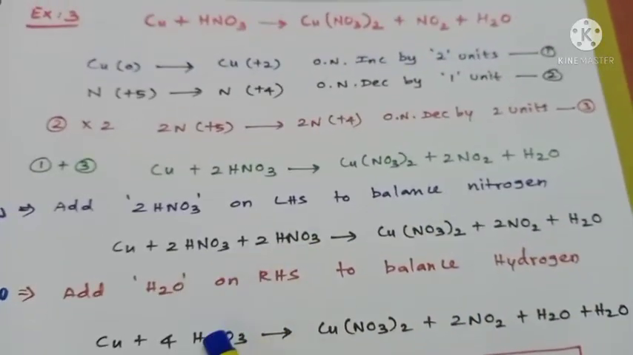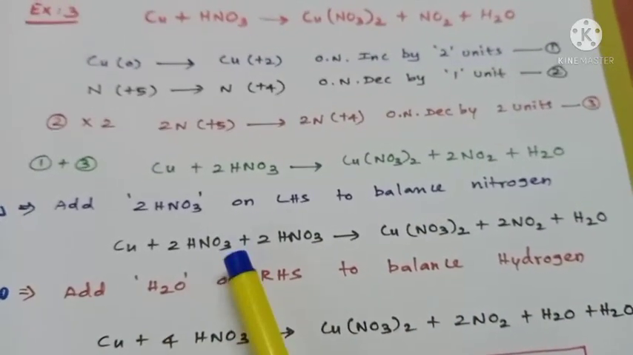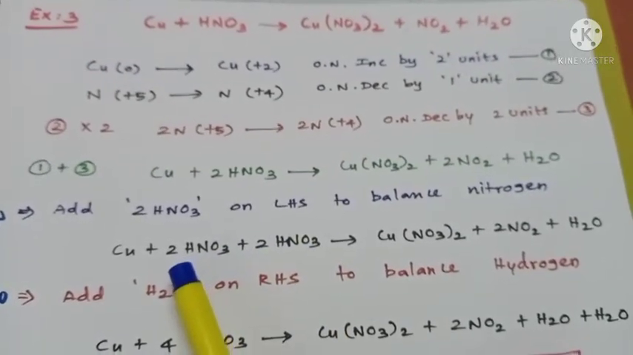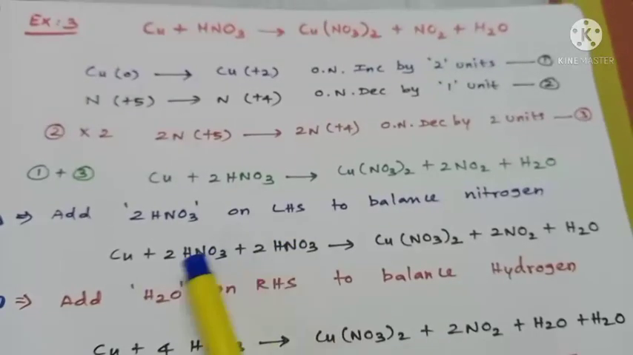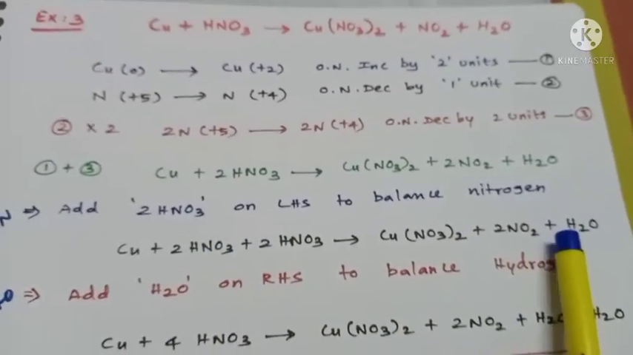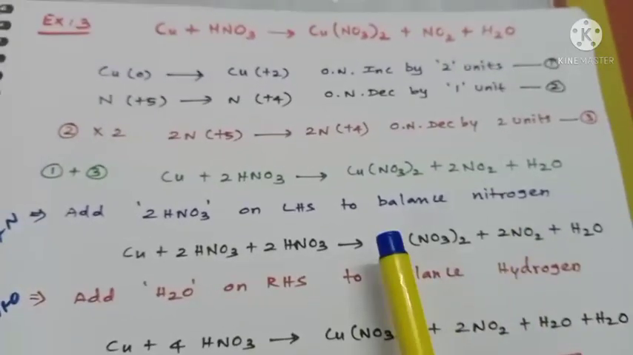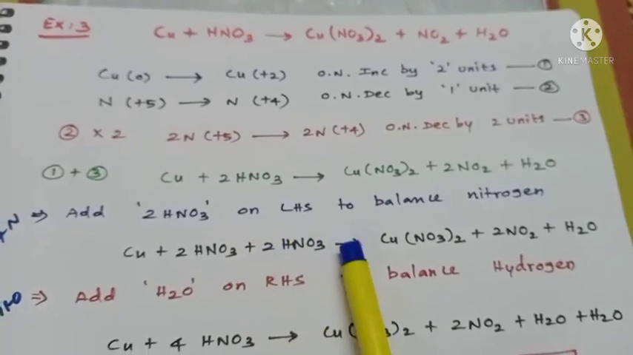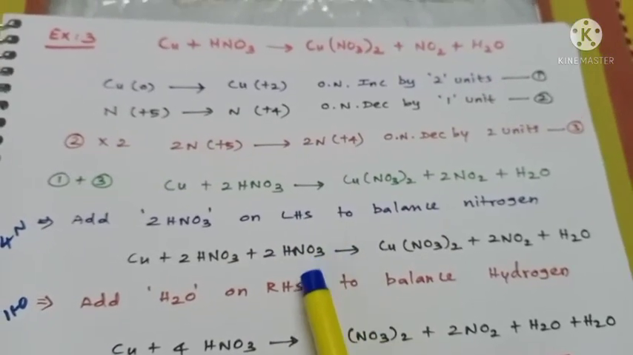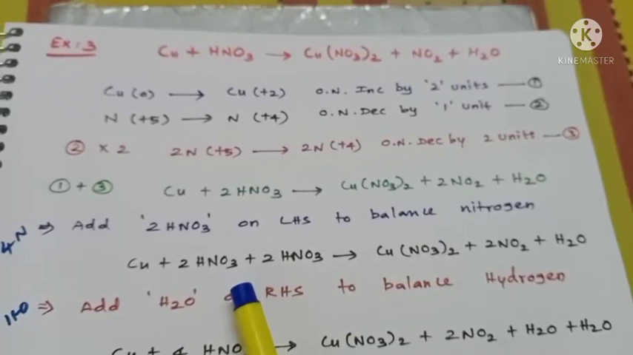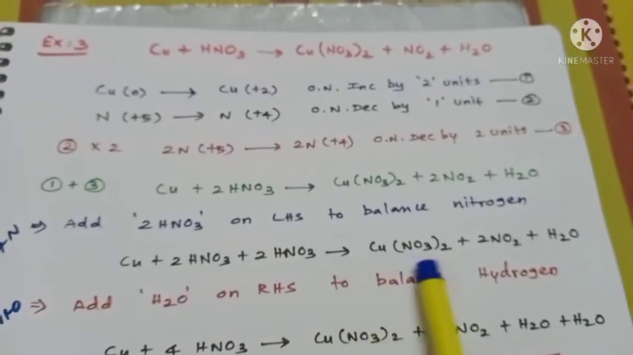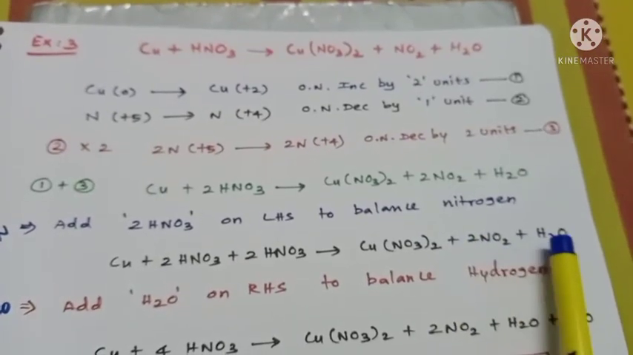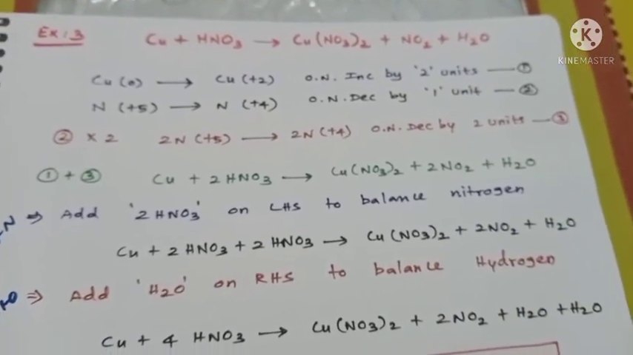Okay, but this together is 4 HNO3, isn't it? Once you add HNO3, the hydrogen becomes 4 on the left-hand side, and 2 on the right-hand side. Otherwise, if you check oxygen, before hydrogen, better check oxygen. So oxygen here: 2 threes are 6, 2 threes are 6, isn't it? So in total there are 12 oxygen atoms on the left-hand side. Right-hand side: 2 threes are 6, 6 plus 4 is 10, 10 plus 1 is 11.